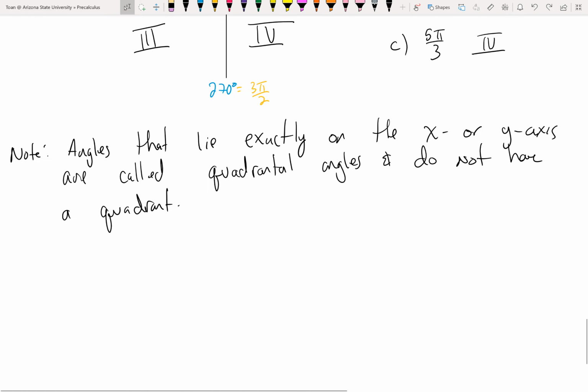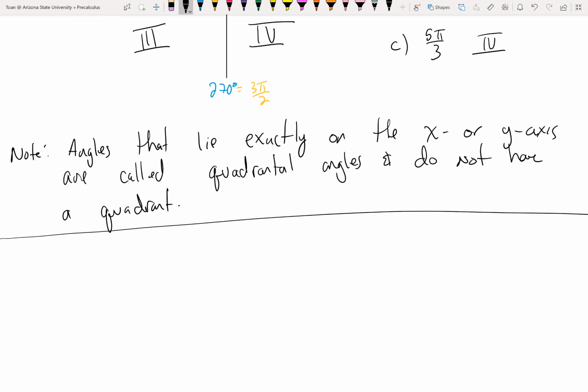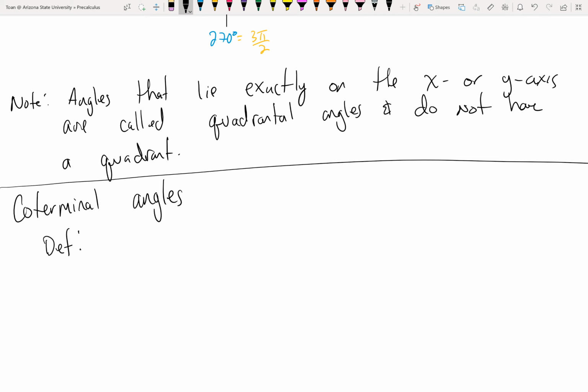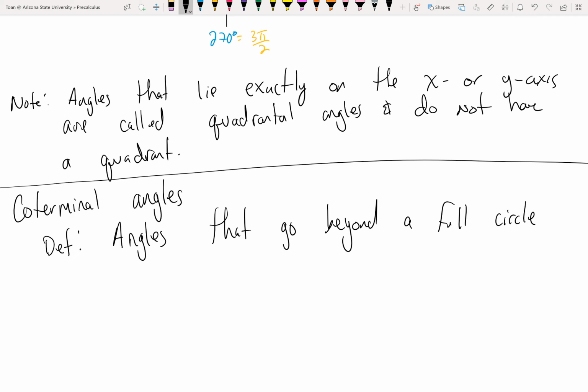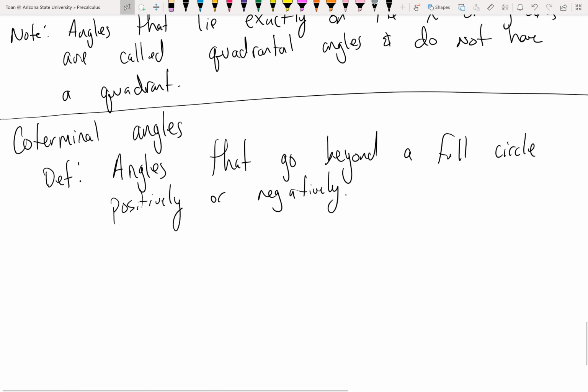Now, angles are not limited to a full circle. If you have angles that go beyond a full circle, positive or negative, we call those coterminal angles. So the definition of coterminal angles are angles that go beyond a full circle positively or negatively. Actually, that's not the official textbook definition. That's sort of my layman's terms definition.